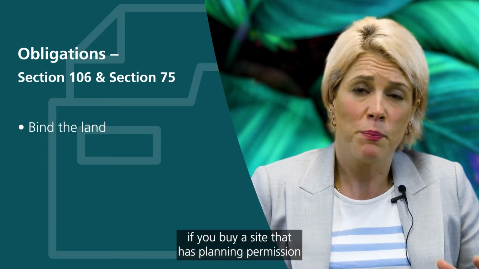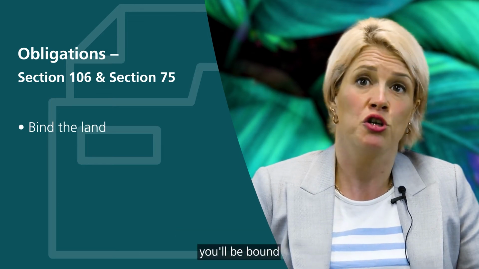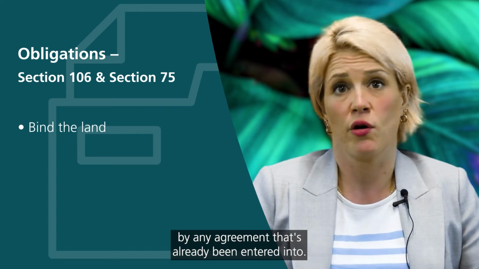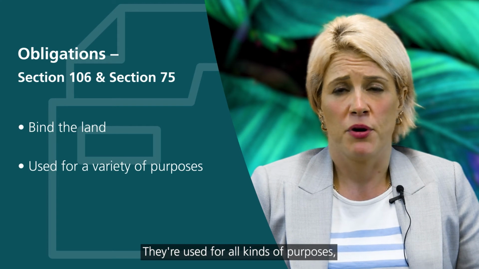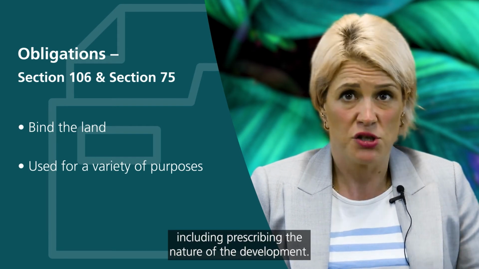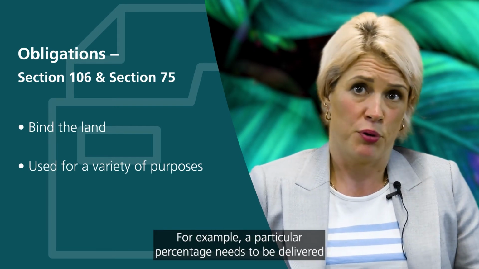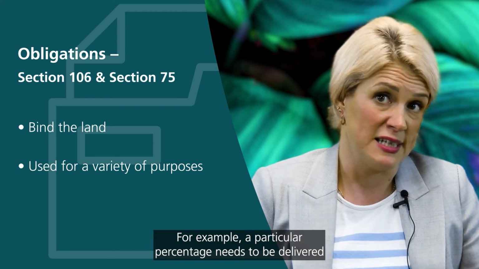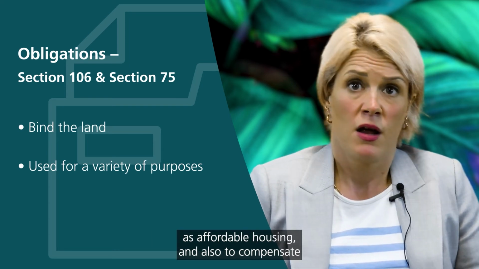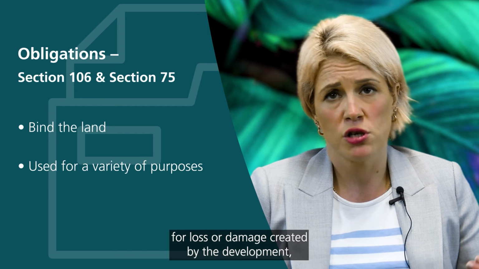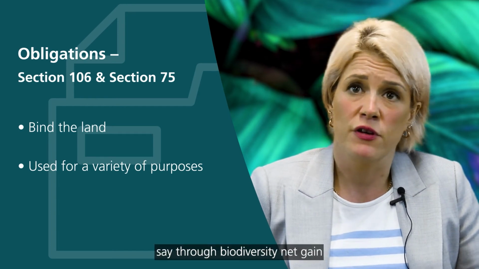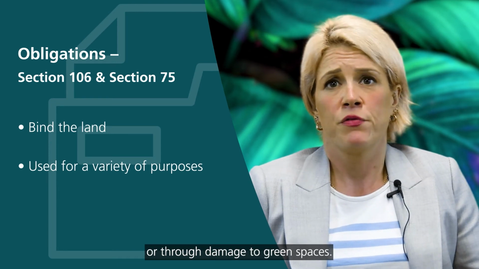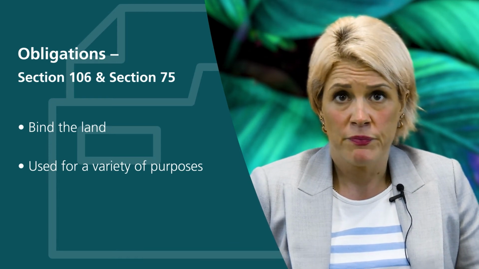So that means if you buy a site that has planning permission, you'll be bound by any agreement that's already been entered into. They're used for all kinds of different purposes, including prescribing the nature of the development. For example, a particular percentage needs to be delivered as affordable housing, and also to compensate for loss or damage created by the development, say through biodiversity net gain or through damage to green spaces.